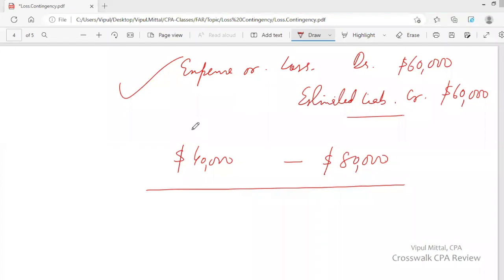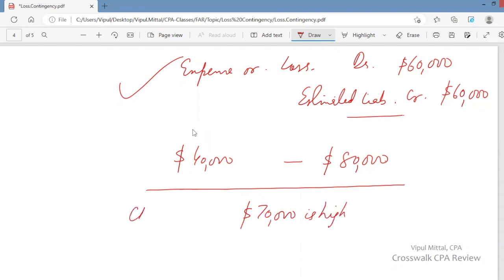But if you say that the chance that loss is $70,000 is high, so $70,000 is a better estimate than any other estimate within the range. And you will accrue $70,000. You will record this journal entry. Loss debit $70,000, estimated liability $70,000. Because $70,000 is a better estimate than any other amount in this range.